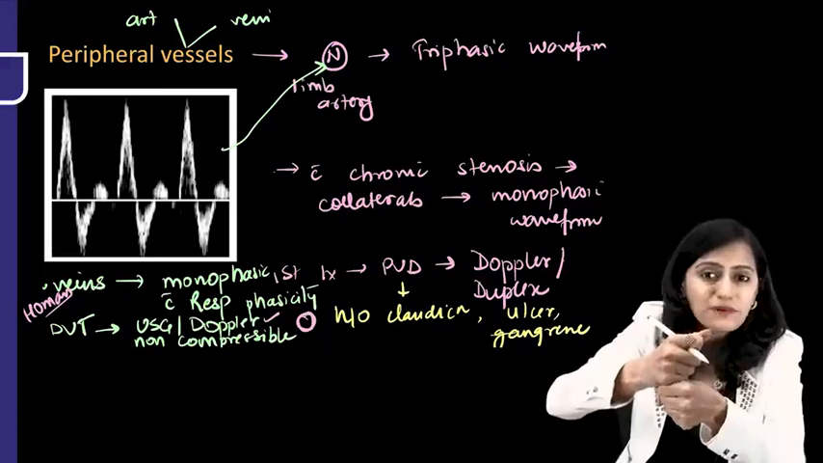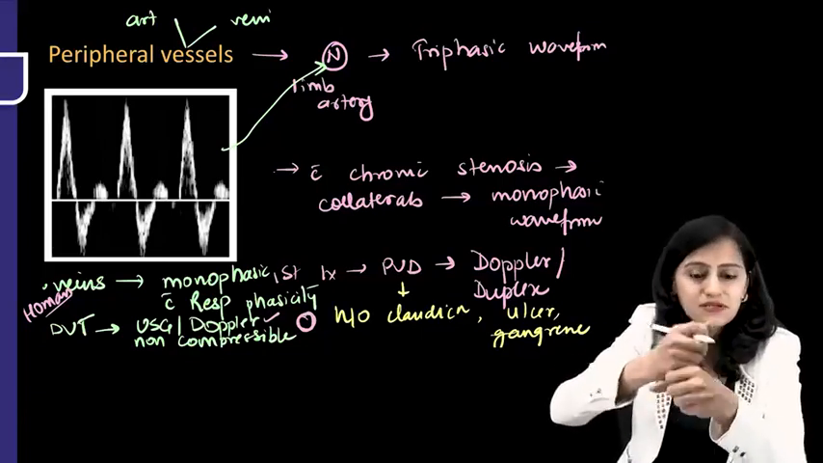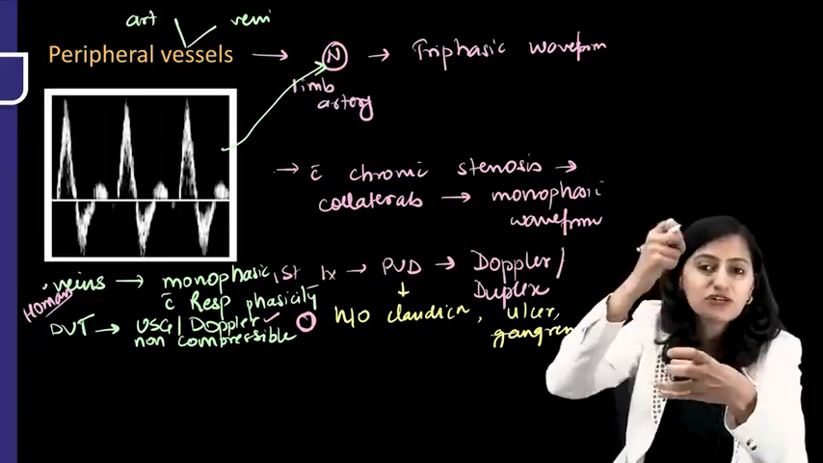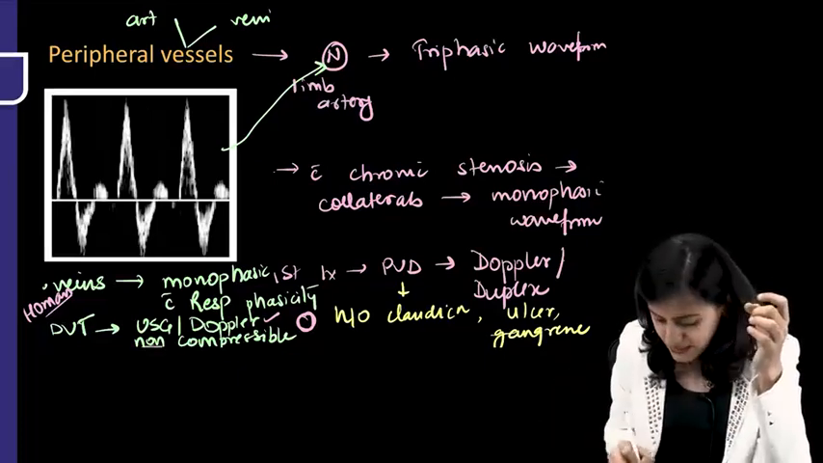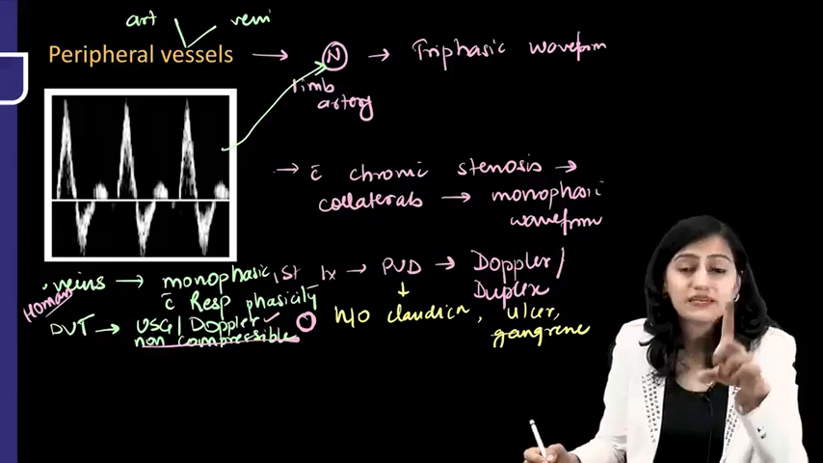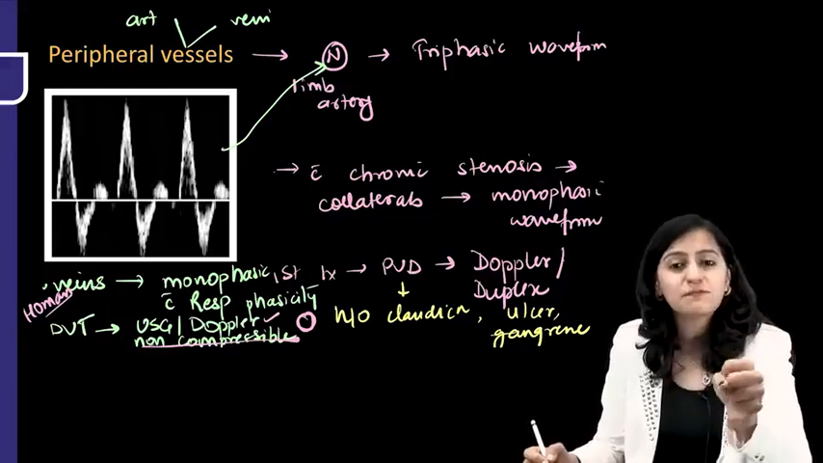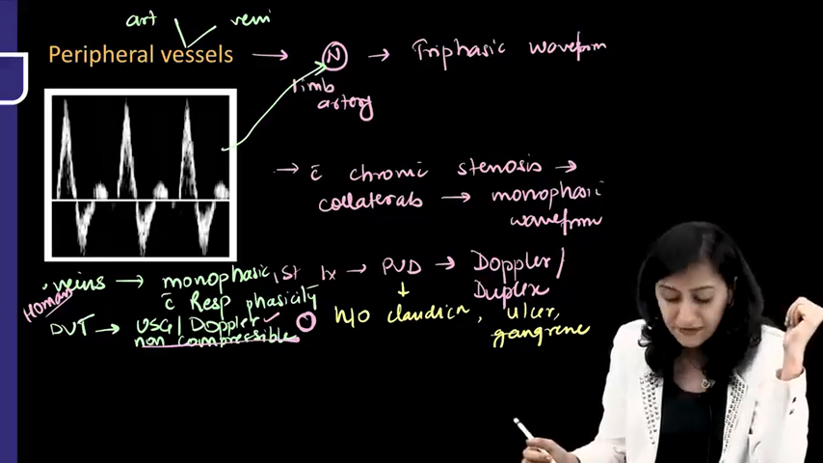If we try to compress, it will not be compressible. A normal vein will get compressed. A vein distended with thrombus will not be compressible. So, non-compressible vein. We had seen the same concept in acute appendicitis, non-compressible appendix, right?